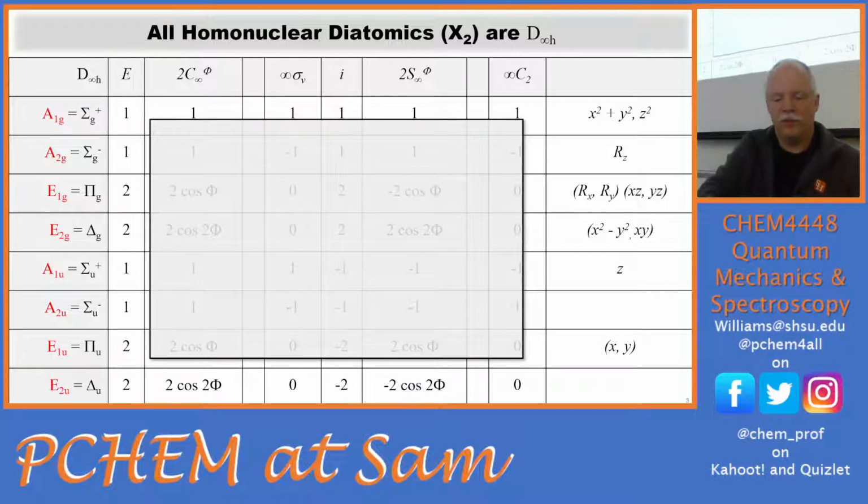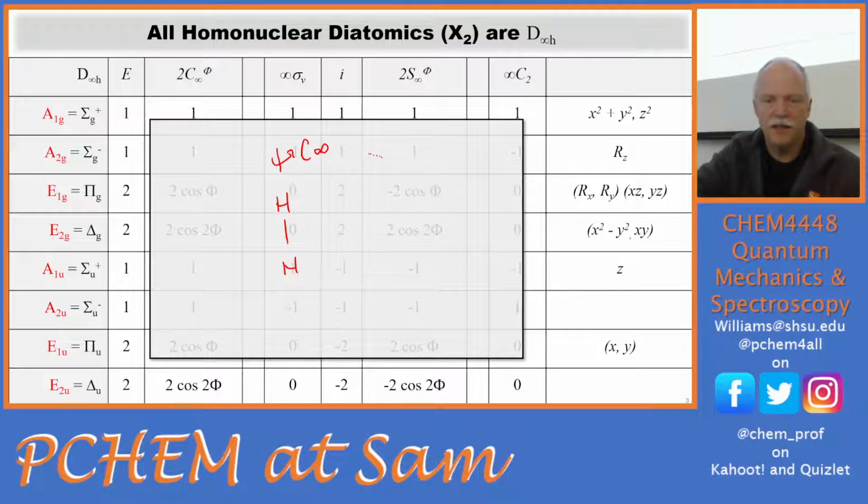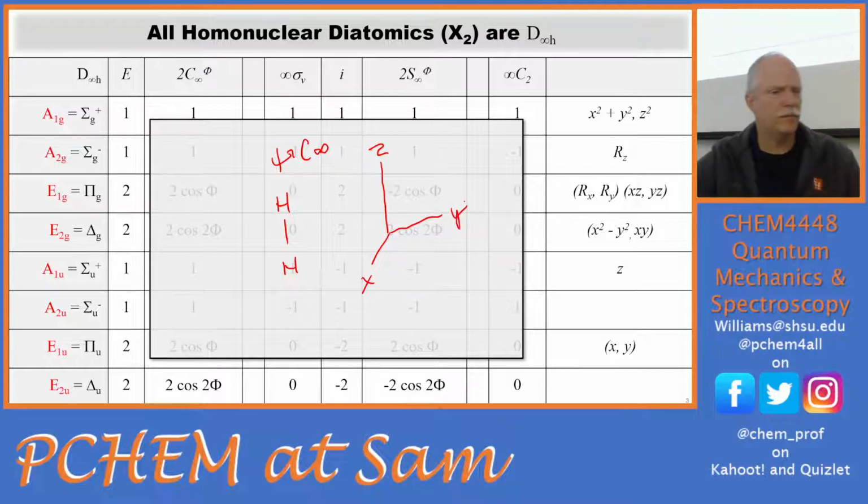Now, whenever we have a homonuclear diatomic, let's just do hydrogen. That C infinity axis here is the Z axis. And then the other 2 axes, X is coming out front and Y is there. Okay. So that Z axis is the axis of the molecule for a homonuclear diatomic. So just kind of get that in your head because we're going to be using that for 2 weeks.